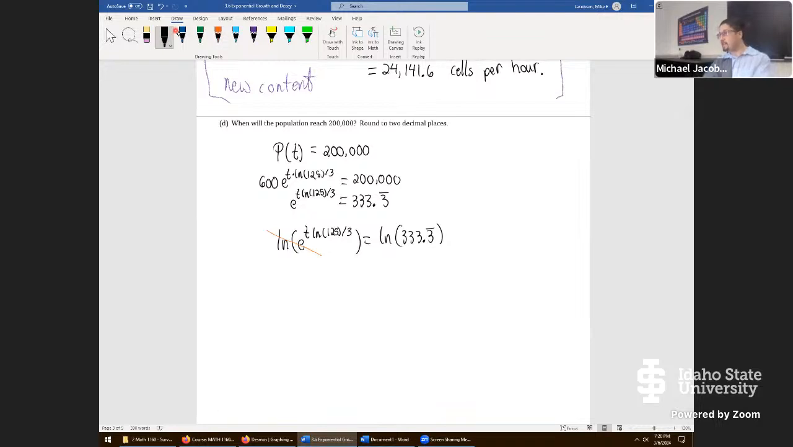So the next step, t times natural log 125 thirds is now equal to the natural log of 333.3 bar. Almost there, folks. One step away, and we'll solve for the variable t. Any questions at all so far?